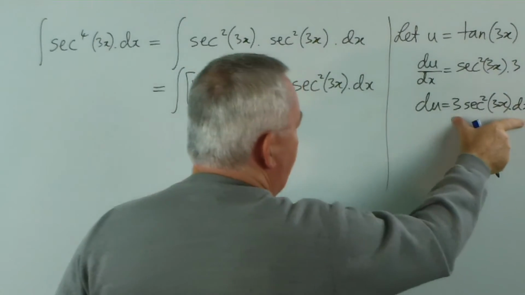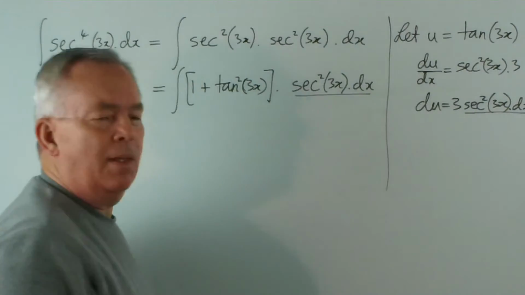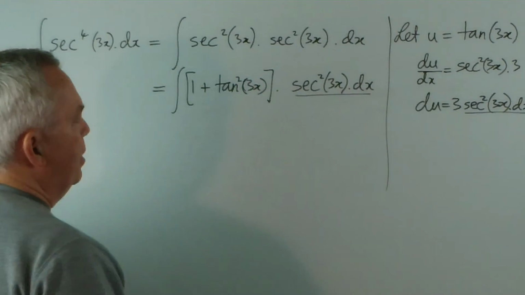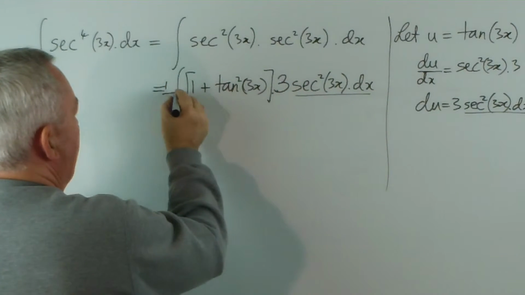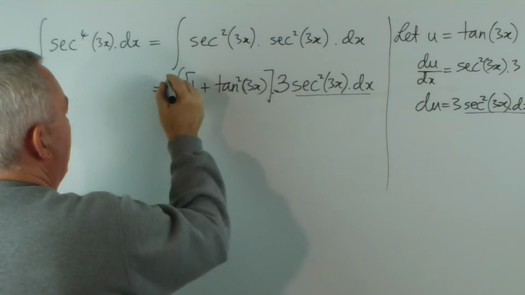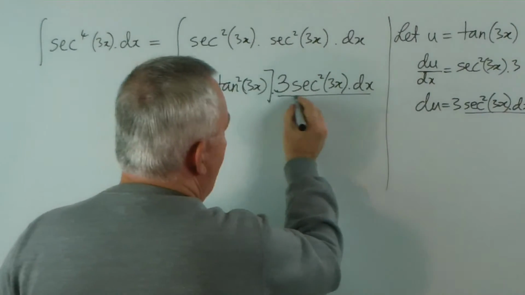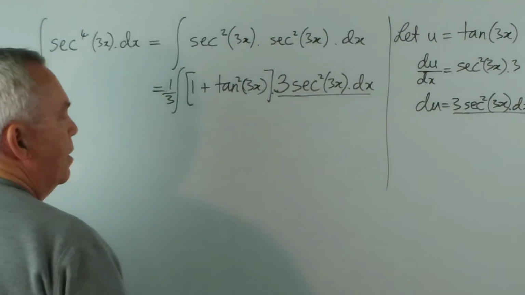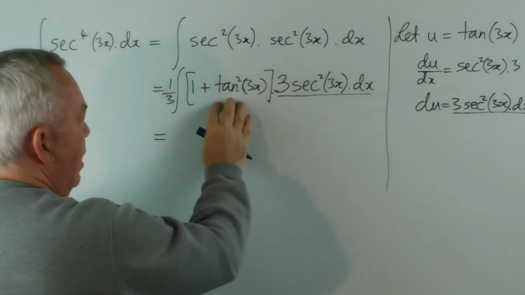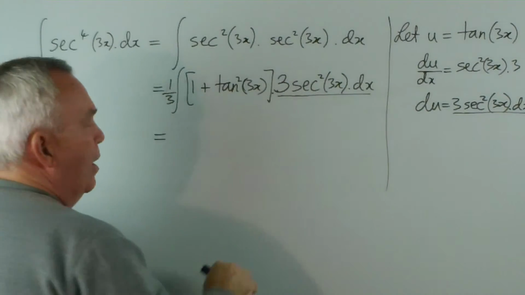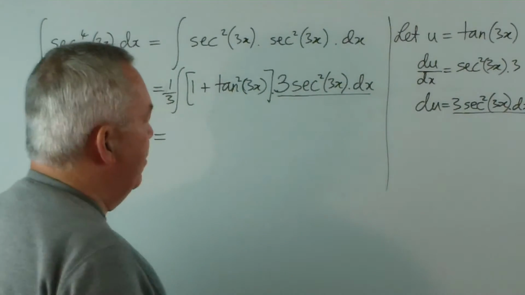Now when I compare that with this, I can see that this is identical. And my lazy way of dealing with it is if I want a 3 sitting in here, I put 1/3 out the front. And now that matches that exactly. So have you noticed? We converted this to tangents using the identity, and we're going to convert this using the tangent as a derivative.